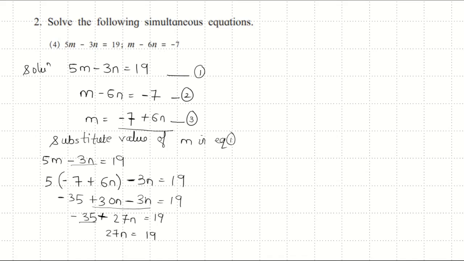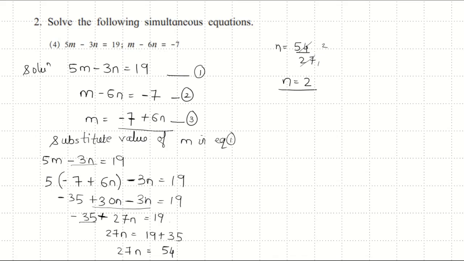This minus 35 will come on the right hand side. It will become plus 35. So 27n is equal to 54. Here we can find out value of n. n is equal to 54 divided by 27. So 27 ones are 27 and 27 twos are 54. So n is equal to 2.